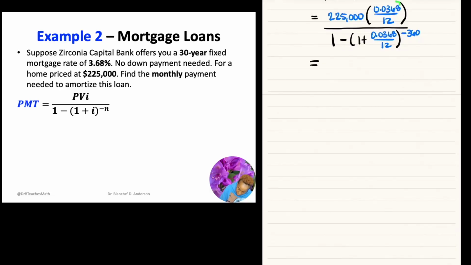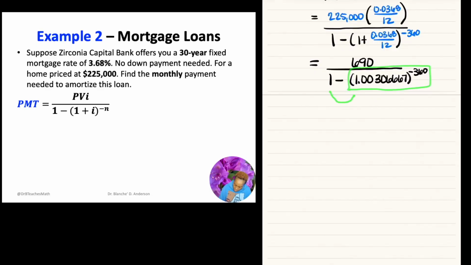So in your calculator, do this first and then multiply it by that. When you do that, you should get 690. I know, surprising, easy number. And then down here, do this first and then add the 1. So when you do that, you should get 1 minus 1.00306667 to the negative 360. Now in your calculator, do this part and then take 1 minus that.